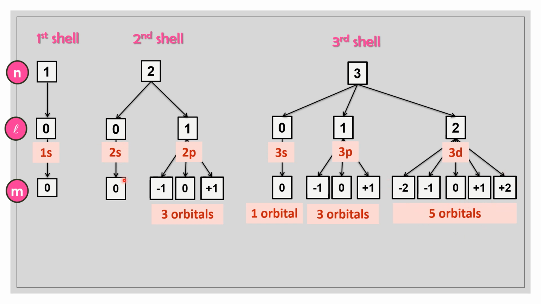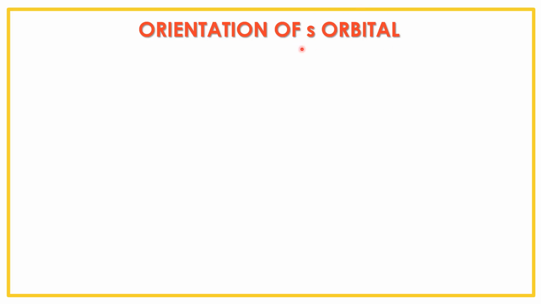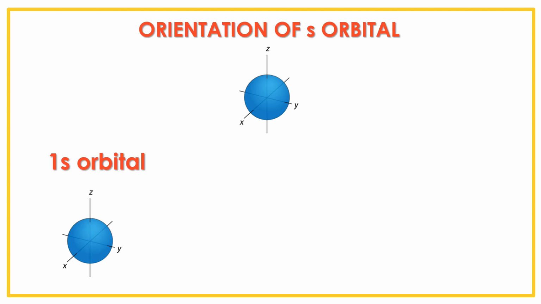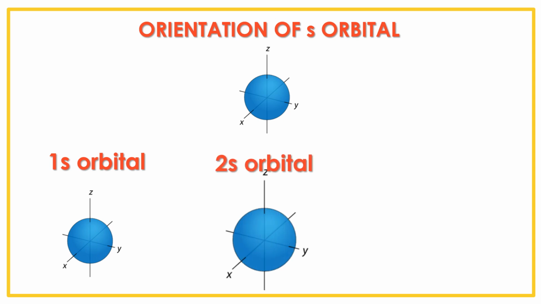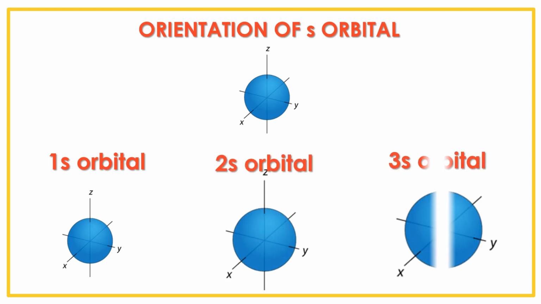So untuk 2s orbital pun sama, ada 1 je value of M, so 1 orbital. 1s pun sama, 1 je value of M, so ada 1 je orbital. Since s orbital ada 1 je orbital, so orientation dia pun ada 1 je lah macam ni. Tak kisahlah dia 1s ke, 2s ke, 3s ke, macam ni lah orientation dia. Bezanya 1s orbital size-nya kecil, followed by 2s orbital, dan 3s orbital size-nya lebih besar.